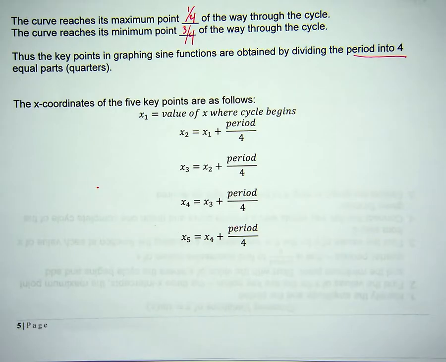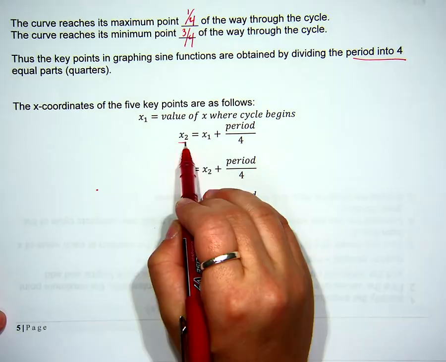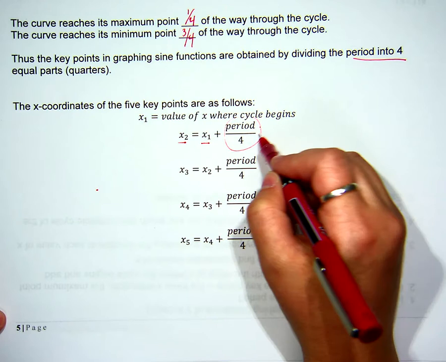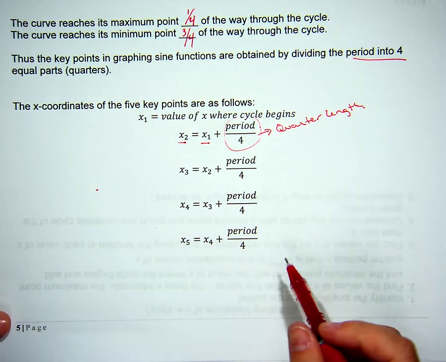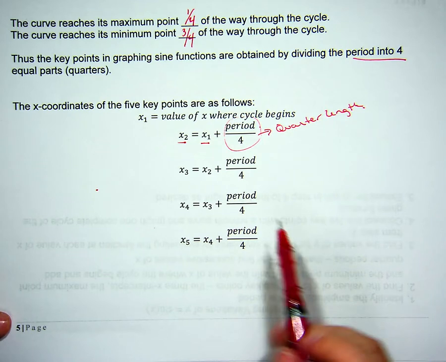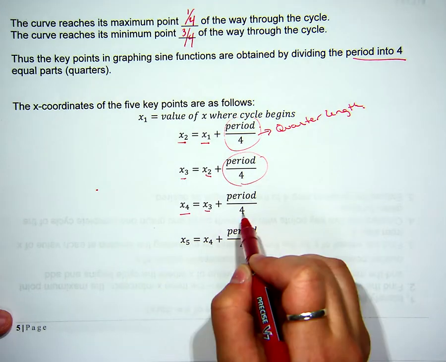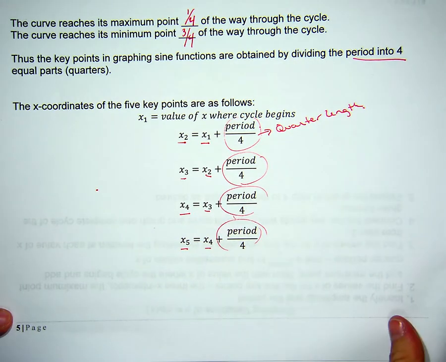So this is what we have. x1, the value where the cycle begins. x2 is the distance. Take your first point and add your period divided by 4, basically your quarter length. For the third point, take the one before it, add the quarter length. For the fourth point, add the one before it and your quarter length. For the fifth point, take the one before it and add your quarter length. So this is what we're going to do in order to find consecutive points for our function.